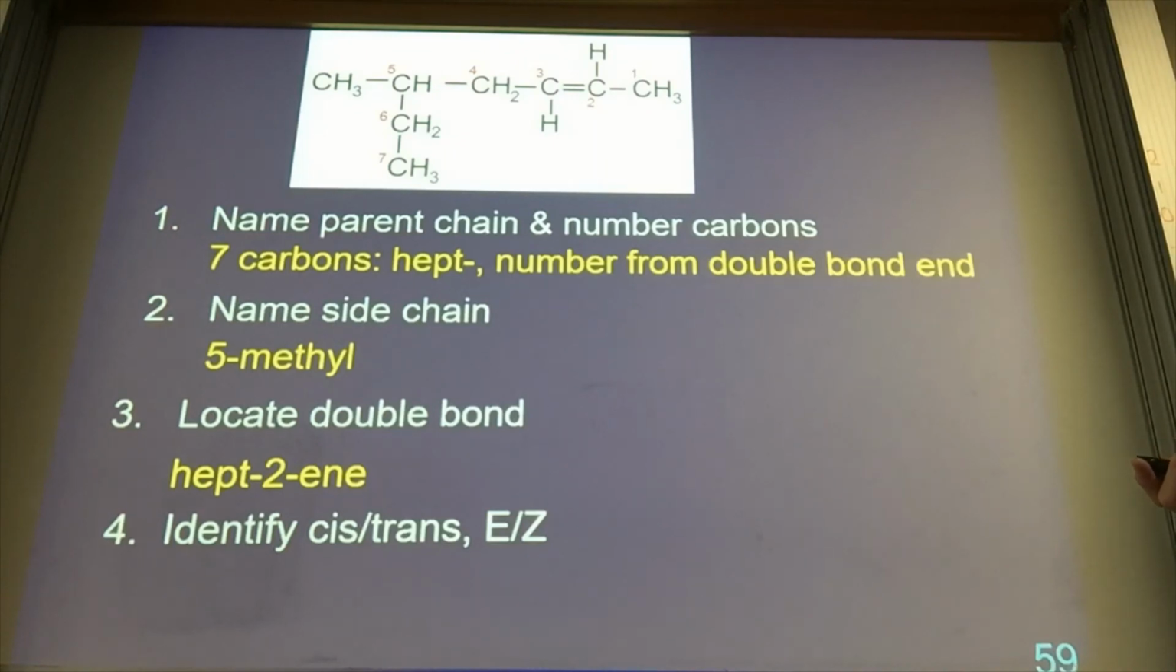Now, so it's 5-methyl hept-2-ene, but is it cis or trans? You can see by the way it's drawn out here, the hydrogens are going in opposite directions, so the major functional groups must also be going in opposite directions. Therefore it is trans, or E.